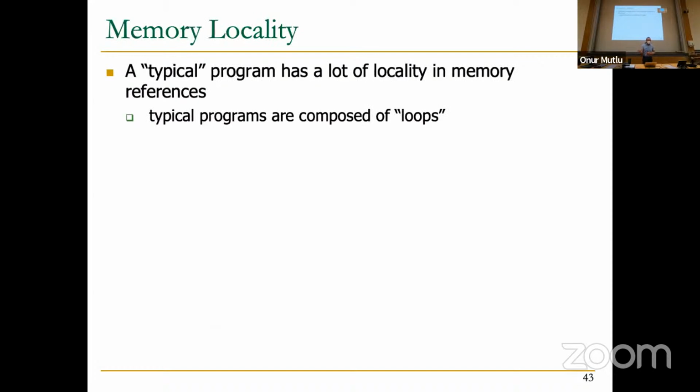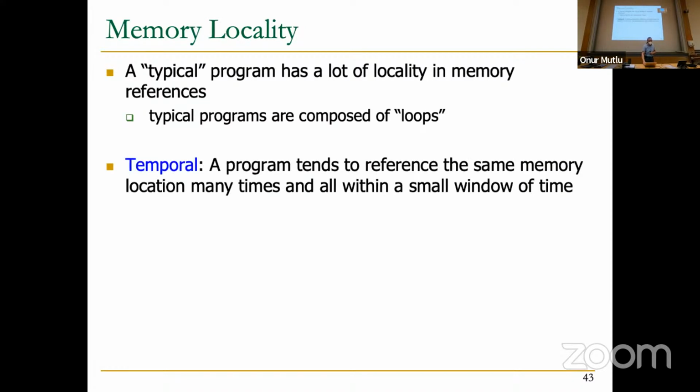Okay, so memory locality is very similar. A typical program has a lot of locality in memory references. Typical programs are usually composed of loops, and loops usually have a lot of locality, but this is not the only reason why programs have locality. For example, temporal locality is that a program tends to reference the same memory location over and over and over many times, all within a small window of time. This is why registers work. This is why caches work, basically. An example is you fetch one variable, and then you want to add that variable to 20 other variables, right? So that variable clearly has a lot of locality, okay?